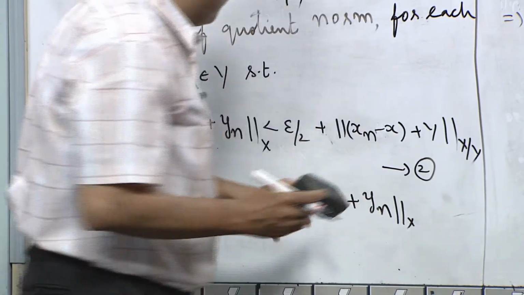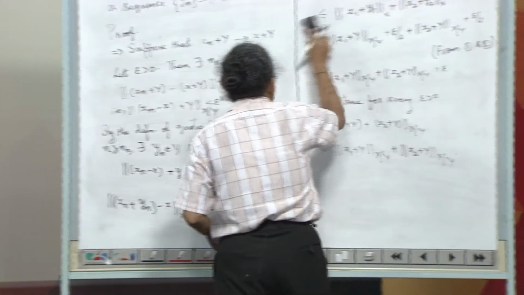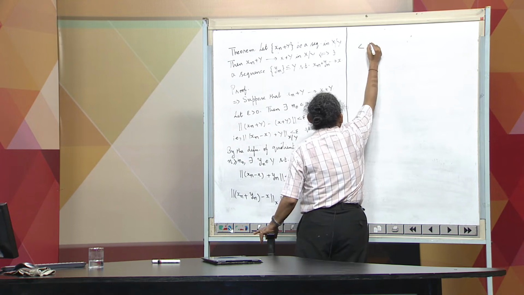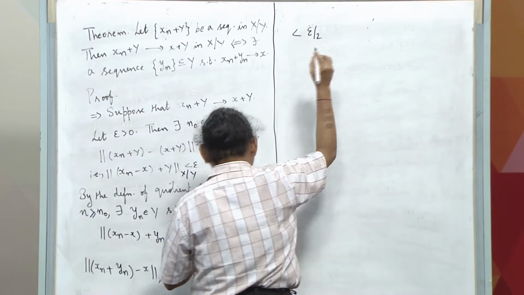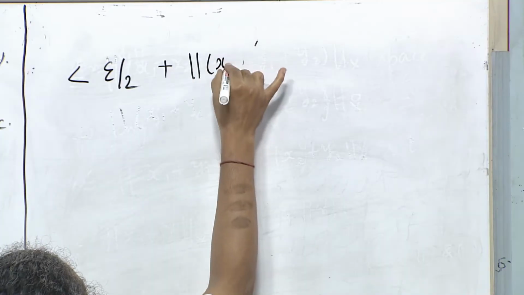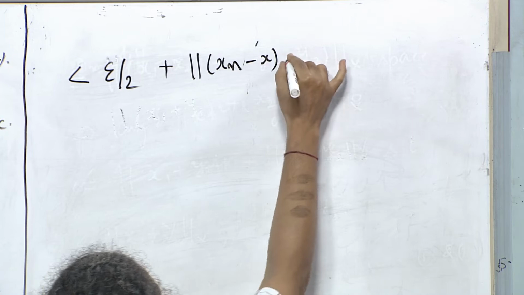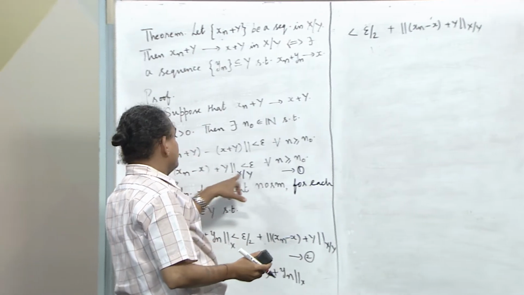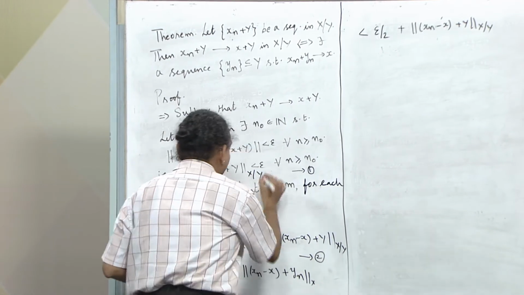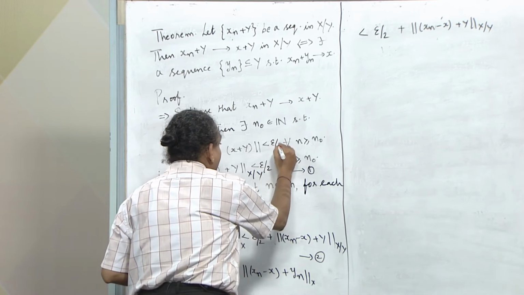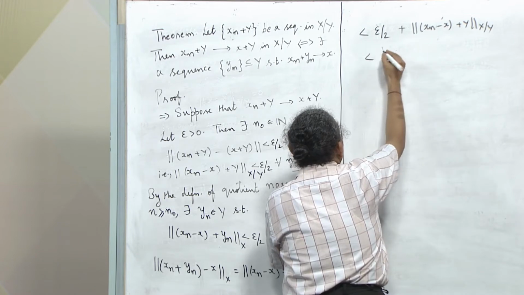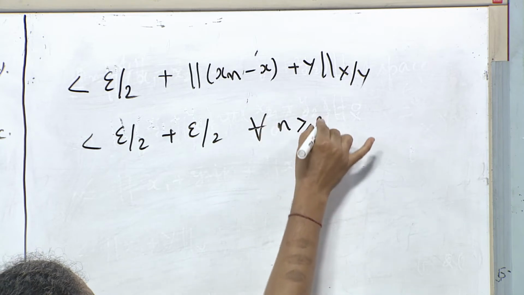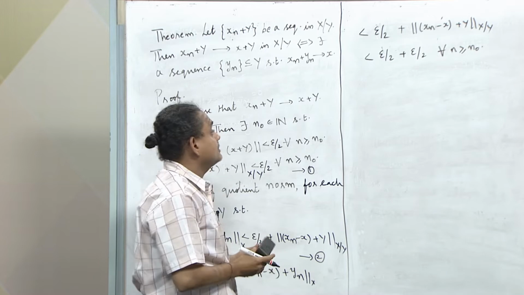Yes. So, now let us make use of this 2 first. By 2 you will have this to be less than epsilon by 2 plus norm of x n minus x plus y, the quotient norm. But then from 1 we know that this is less than... So, what I will do is I will make it as epsilon by 2 here, so that things will be easy. So, this is going to be less than epsilon by 2 plus epsilon by 2 for all n bigger than or equal to n naught. That is it, we are done with what we wanted.